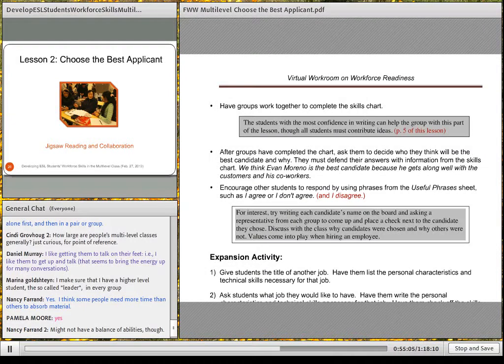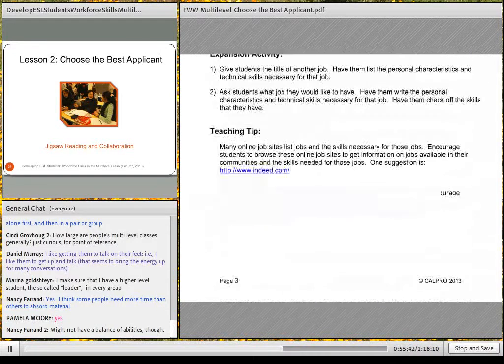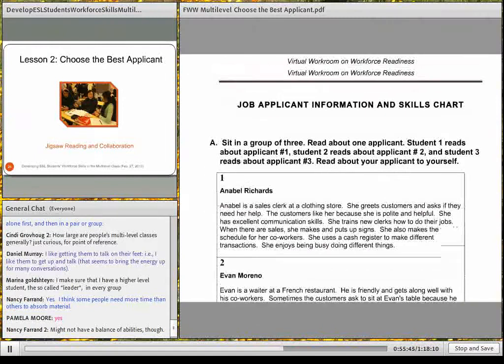After the groups complete the chart, ask them to decide who they think will be the best candidate and why. They must defend their answers. And so we asked the group, and they said, we think Evan Moreno is the best candidate because he gets along well with the customers and his co-workers. And encourage other students to respond by using the phrases from the useful phrases sheet, such as I agree, I don't agree, I disagree. And then just for fun, we put on the board the 3 candidates' names, and the students came up from each group and checked the one that they had decided was the best. It was very interesting.